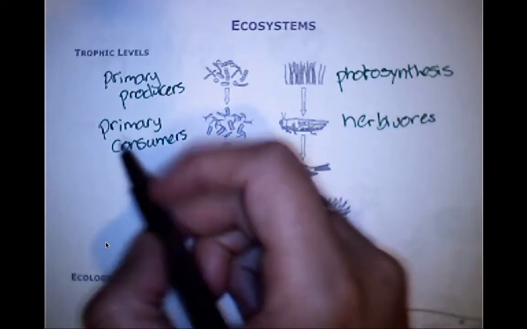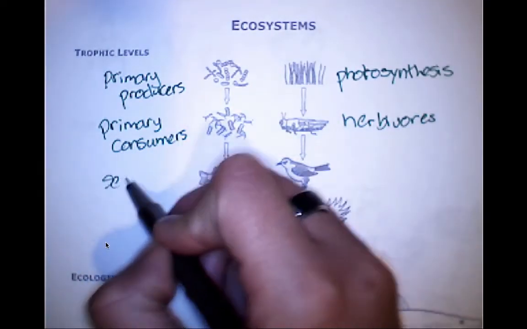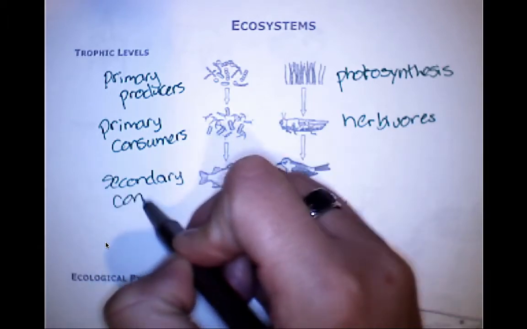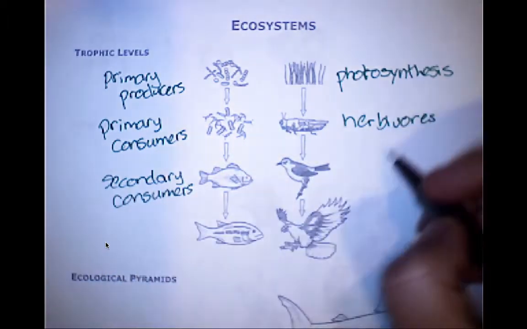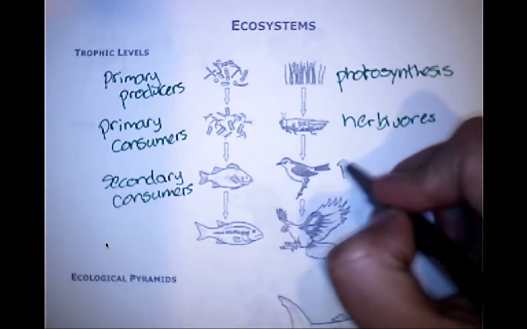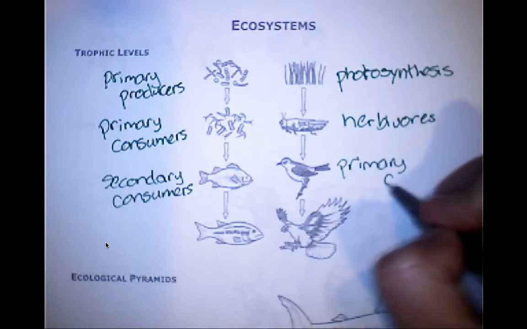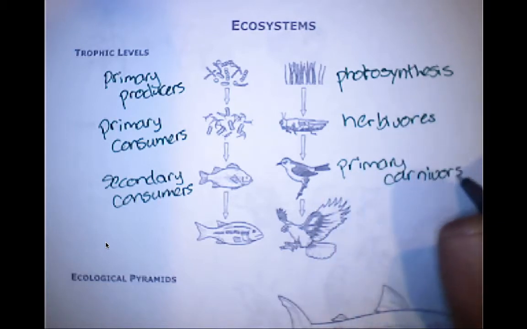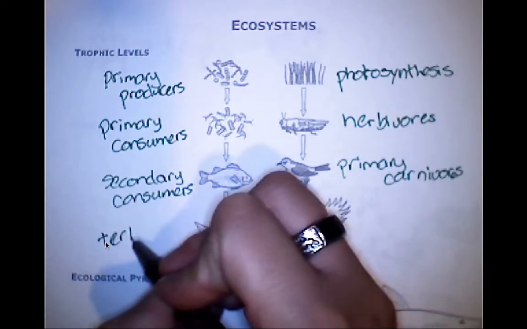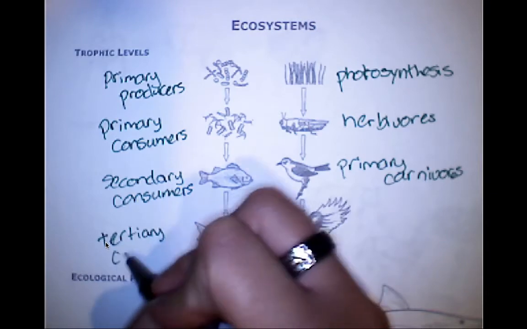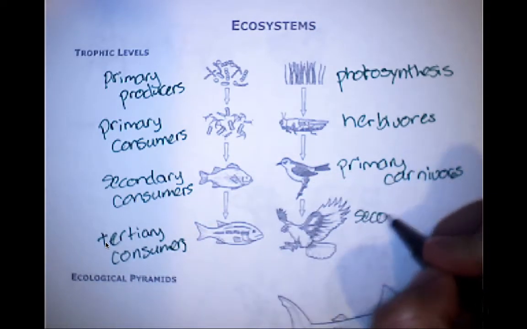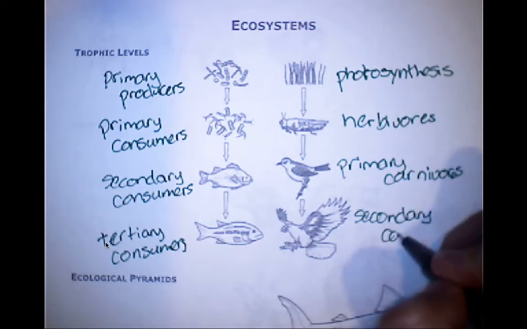Then the next level, you have your secondary consumers. These are also known as your primary carnivores. Okay. Then the last level you can get up to, and you sometimes can get another level up, is the tertiary consumers, or you can get to the secondary carnivores.